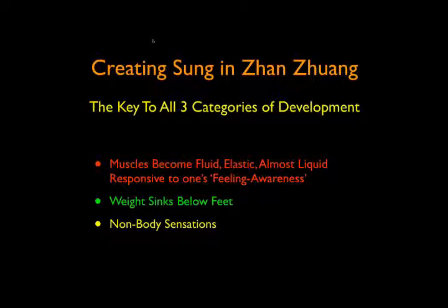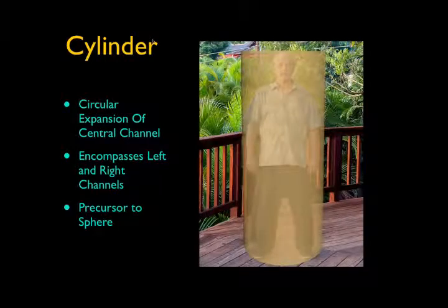So here we have the cylinder. So we see that the cylinder is a circular expansion of the central channel and encompasses the left and right channels, and is of course the precursor to the sphere. So in my own experience, and this is written about a little bit in the book, when this occurred for me, what happened was I was concentrating in my low dantian, and I could feel some warmth and a little bit of light in there, a tiny pinpoint, and then suddenly this pinpoint became my central equilibrium, my center line, and opened up as if it was both light and heat.